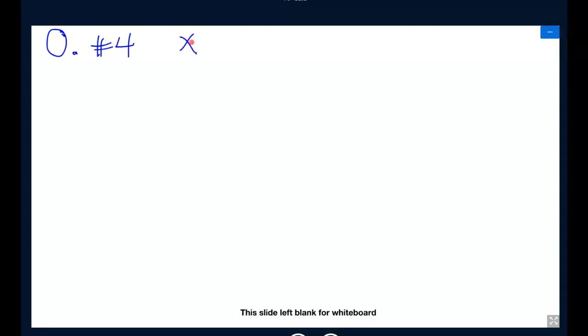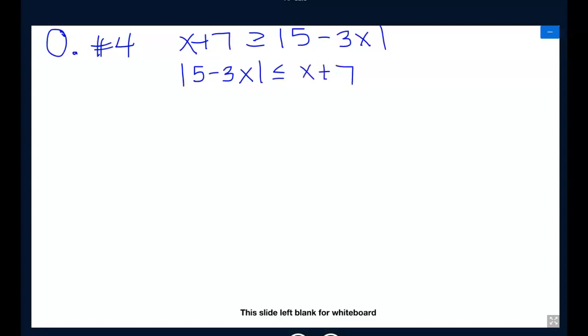So you have x plus 7 greater than or equal to absolute value 5 minus 3x. We're going to split this the exact same way we just previously split our absolute value. And I like to see it with the absolute value on the left. So really this is kind of like saying 5 minus 3x inside an absolute value is less than or equal to x plus 7. I think that's more logical.